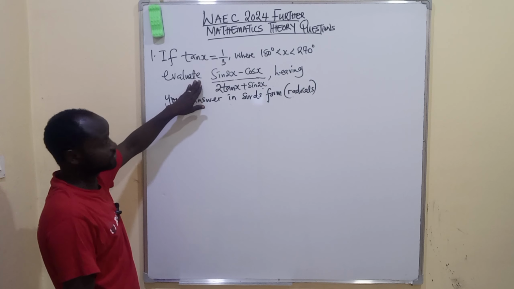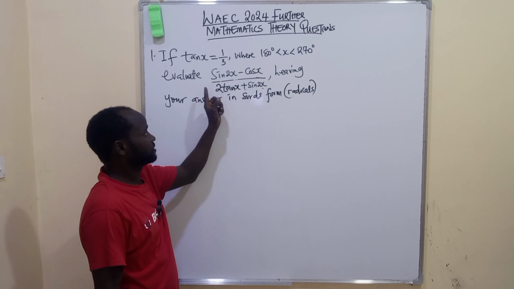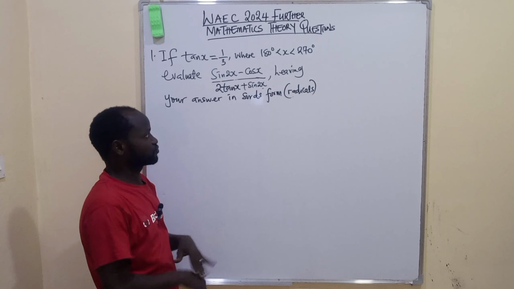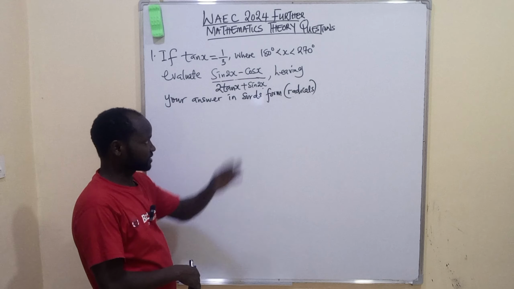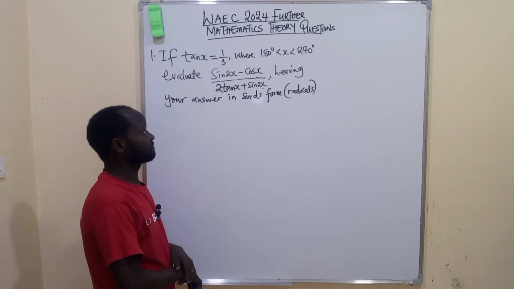We are asked to evaluate (sine 2x minus cos 2x) divided by (2 tan x plus sine 2x), leaving your answer in short form, that is, radicals. We are asked to leave our answer in short form.